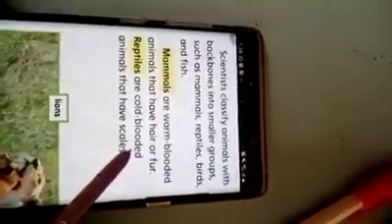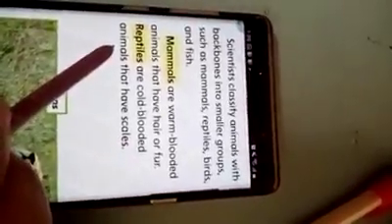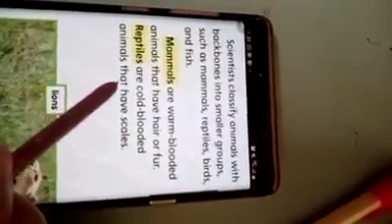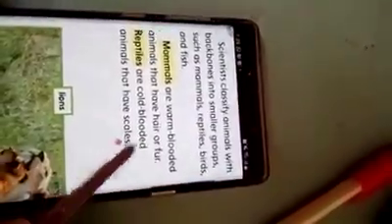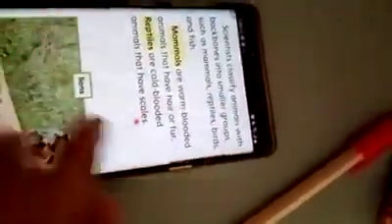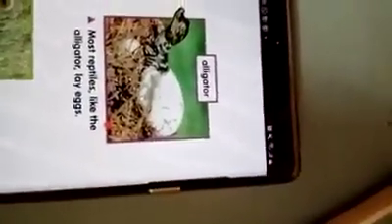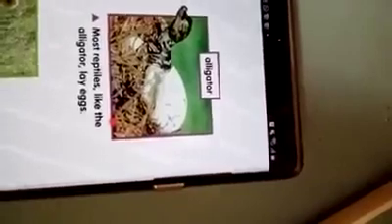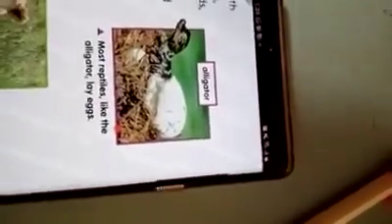Reptiles are cold-blooded animals. Awesome, fabulous, magnificent. Can you see the baby alligator here? Here, baby alligators. Okay. Most reptiles, like alligators, lay eggs.